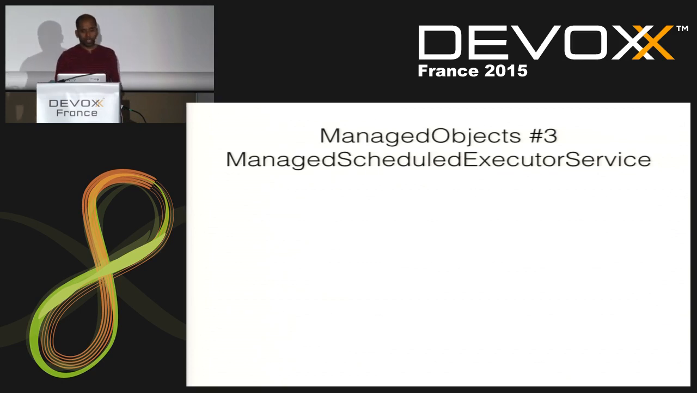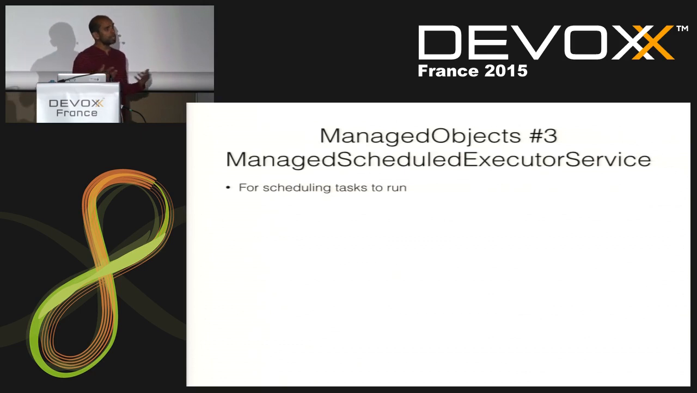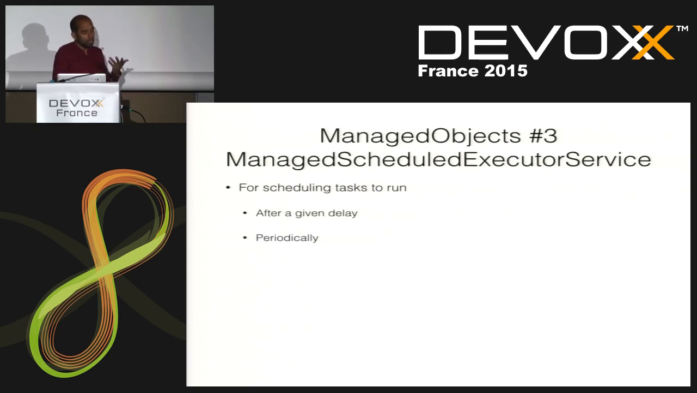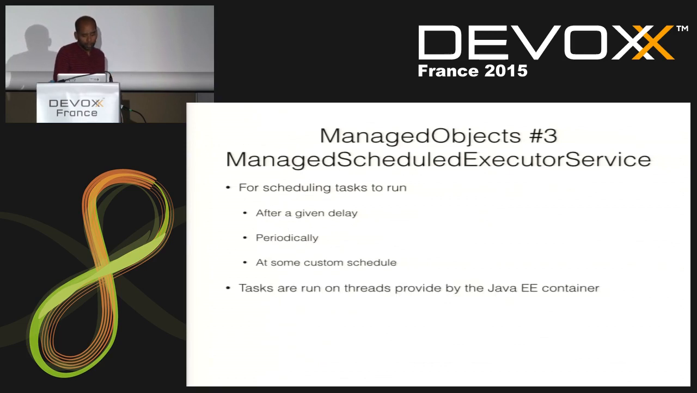All right, so let's talk about managed scheduled executor service. Once again, this is a very standard Java SE class, but it's used for scheduling tasks to run. And there are different design patterns here. So for example, you may want to run a task after a given delay. That I want to start the task after a certain delay and let the thread be run every 5 seconds or 10 seconds for some reason, periodically. So that's the option over here, and at a completely custom schedule. So all these options are available.